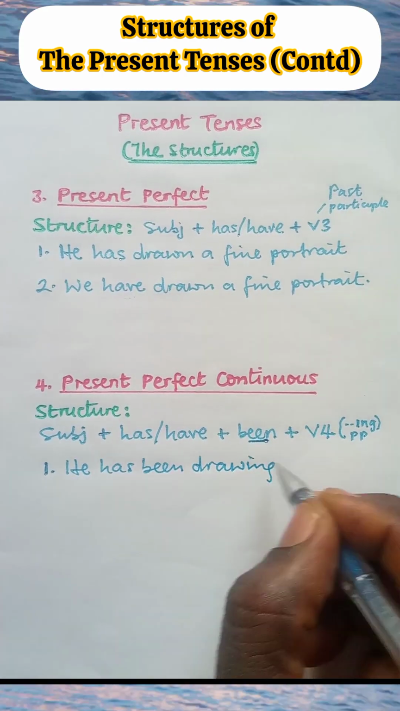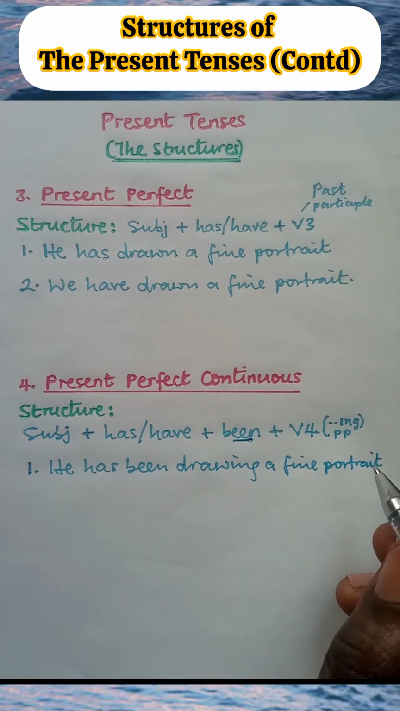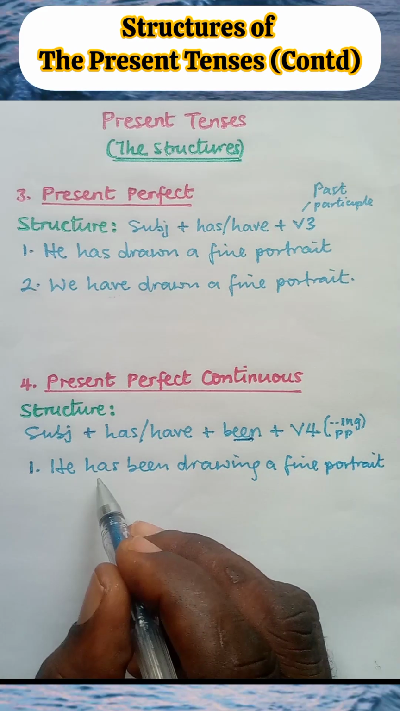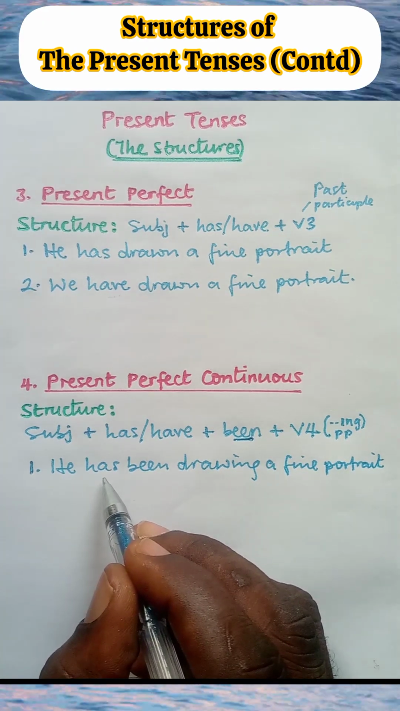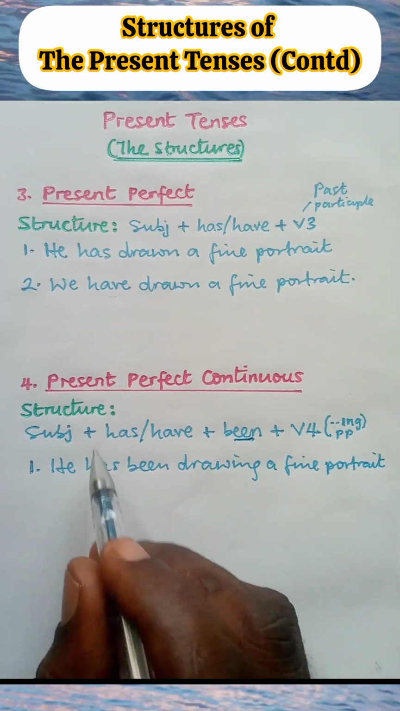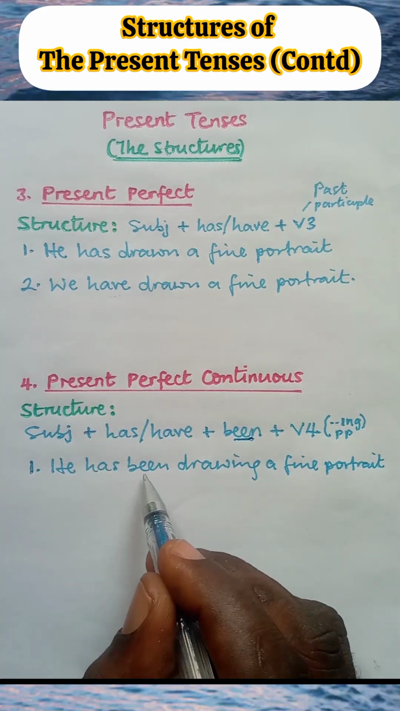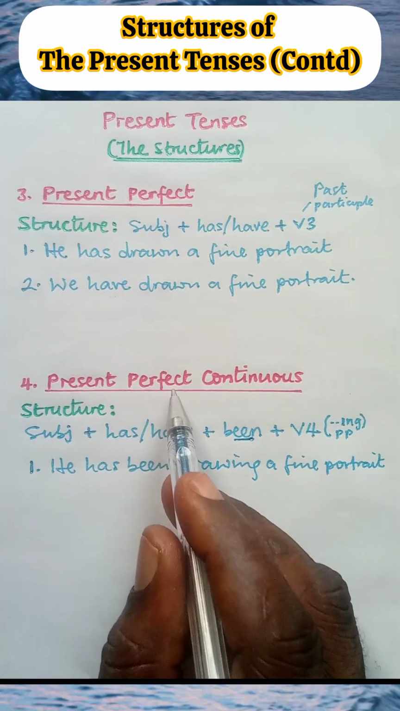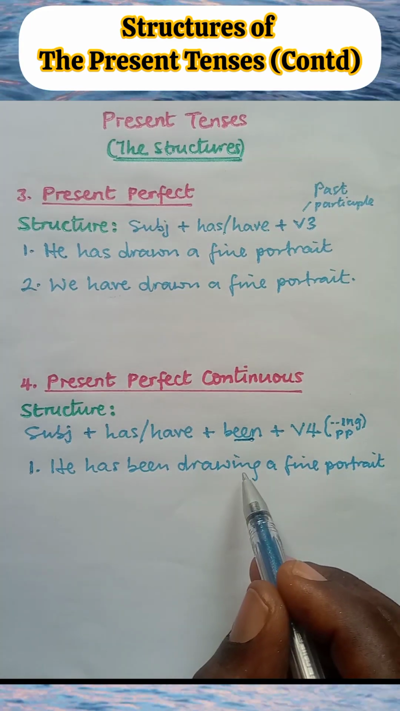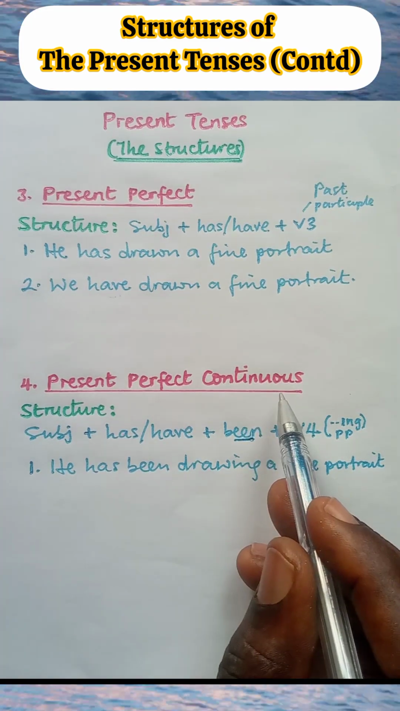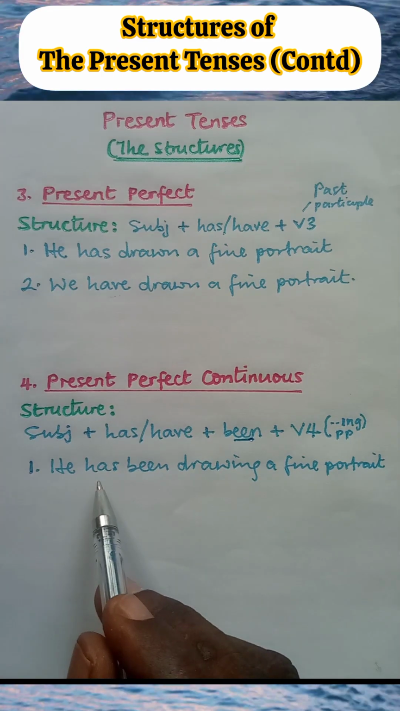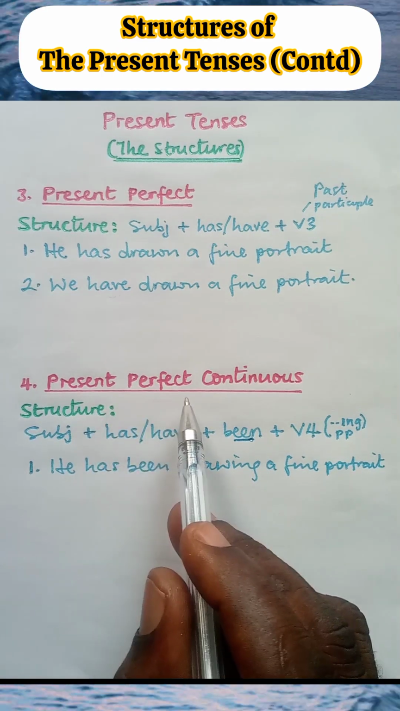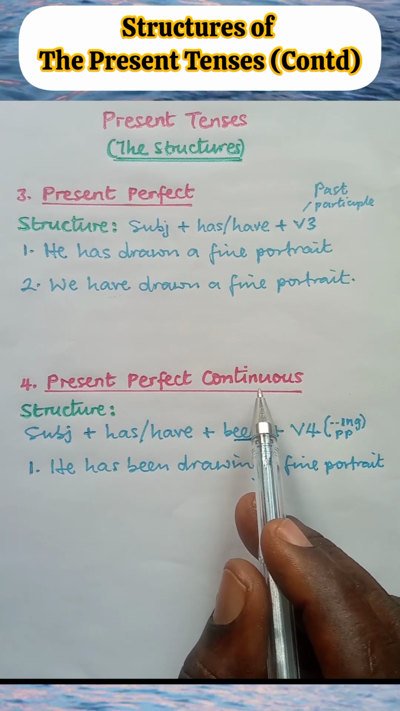He has been drawing a fine portrait. Here our subject is singular, which is he, and then we have has. Has represent present, and then been, being a past participle verb, represent perfect, and drawing represent the progressiveness of the action. These 3 verbs combined forms the present perfect continuous tense.